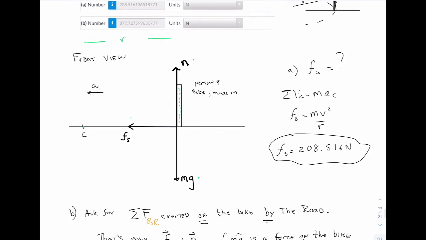So part A is they want static friction. That's a Newton's law problem, so I applied net force centripetal as m a centripetal. Static friction points to the left, and that's equal to mv squared over r. They give me m, v, and r. Done. So I have static friction.